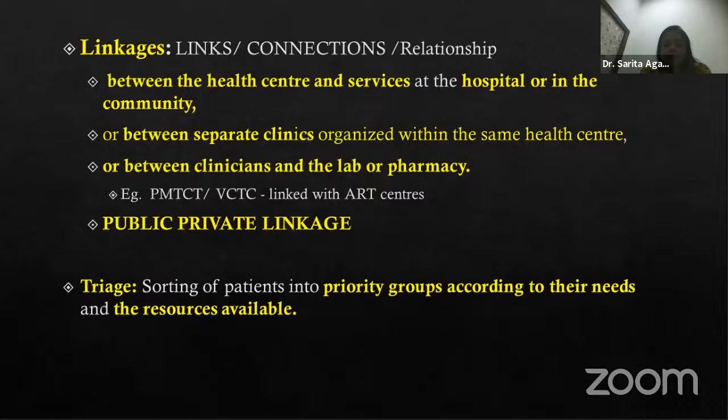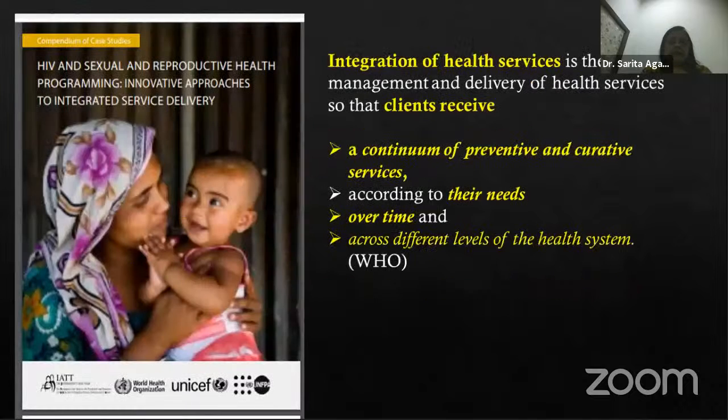And this linkage is not necessarily always with the government. Even public-private linkages are now flourishing a lot, and they are of specific use in remote areas where government services are not available, or for a person living in urban slums, where public-private partnership linkages can be of great help. At the same time, the manual also describes triaging. That means sorting out priority patients based upon the resources available. I will be discussing this triaging a little bit later.